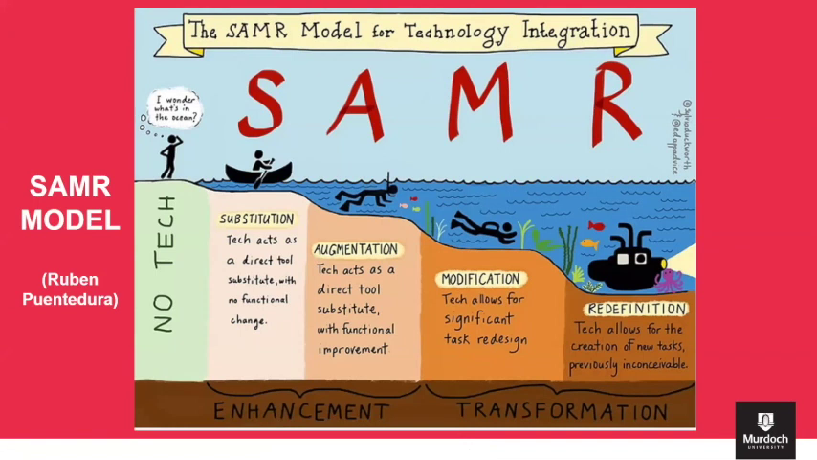Puentedura came up with this concept of the way we use technology, and he says there are these 4 different levels. So the first one is substitution, the second is augmentation, and these can enhance the learning experience. But we need to move to the levels of modification and redefinition in order to really transform learning. If I can give you an example of what we've done today to illustrate these concepts.